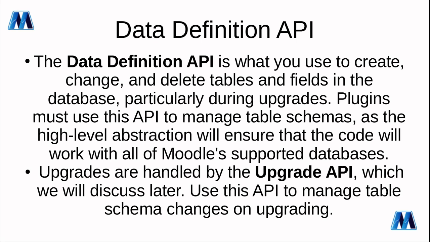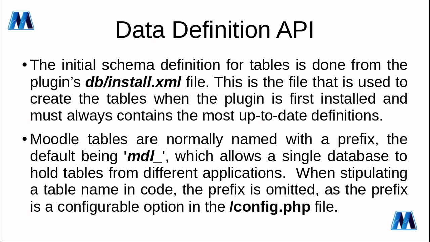Plugins must use this API to manage table schemas, as it's a high-level abstraction that ensures the resultant tables will be valid in the supported databases. And upgrades are handled by the upgrade API, which we'll discuss a little bit later on. Okay, so the initial schema definition for tables is done in the plugin's install.xml file in the db folder.